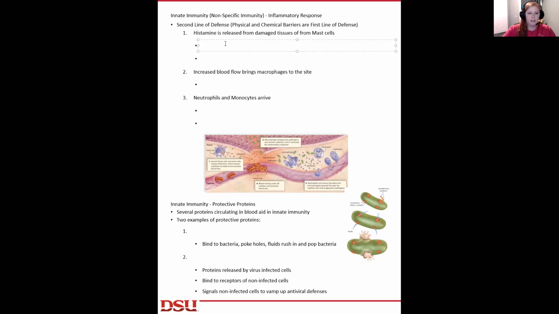What happens is, let's say you cut yourself on something, and that something has bacteria on the surface. So not only do you have a cut, you have bacteria that's invading your now broken skin. When that happens, something called histamine gets released from the damaged tissues, or from another type of cell in the blood called mast cells. Histamine produces an inflammatory response.